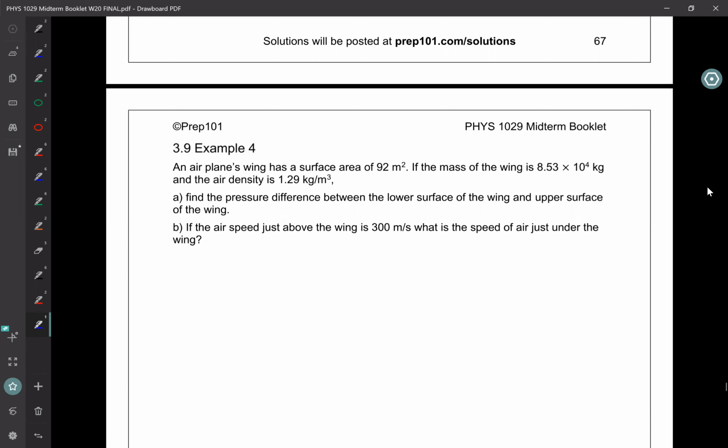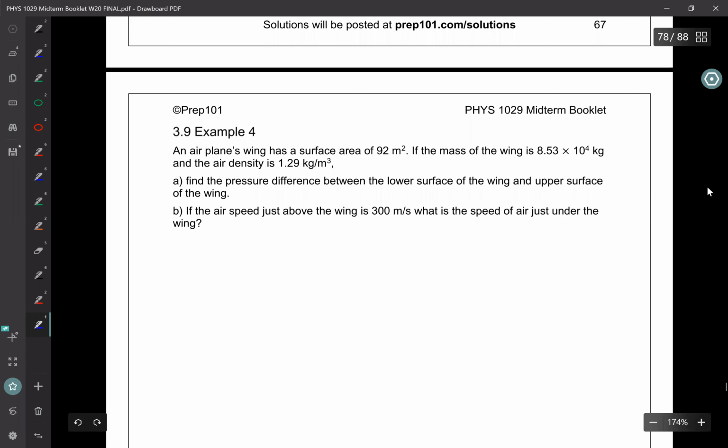That's part A. Part B, if the airspeed just above the wing is 300 meters per second, what is the speed of air just under the wing?